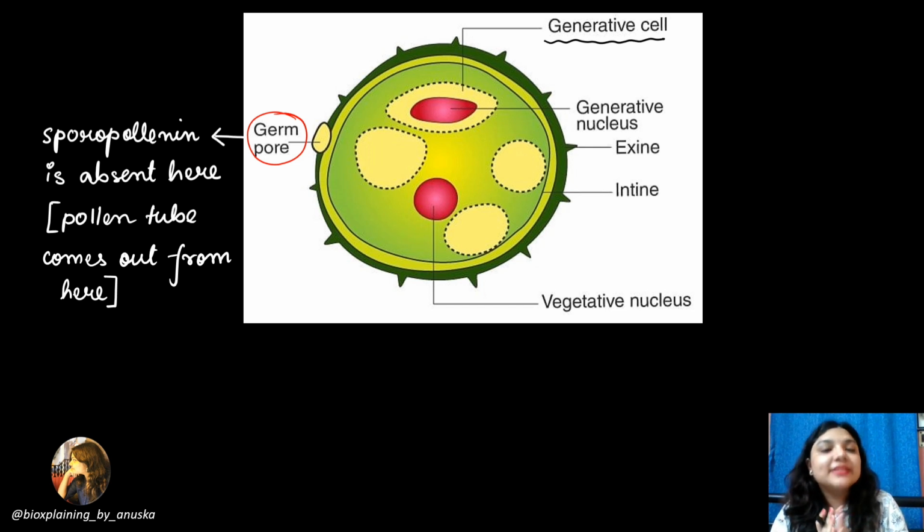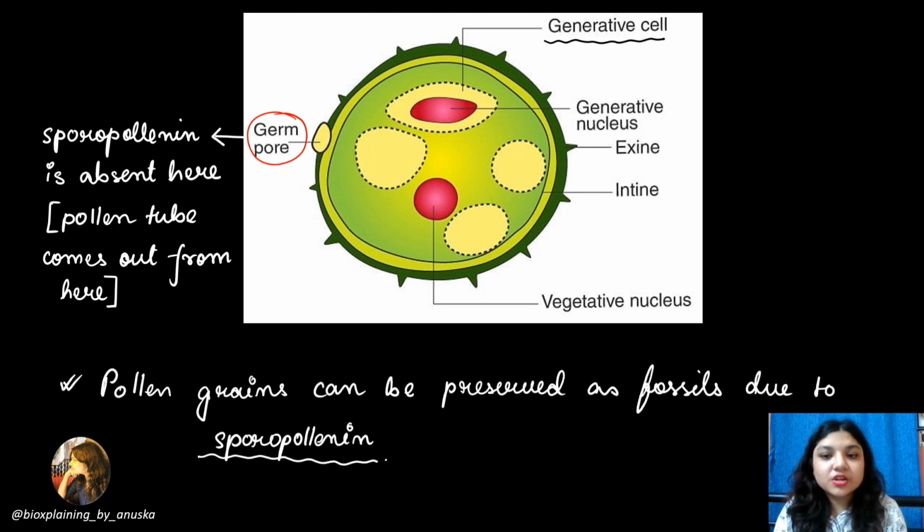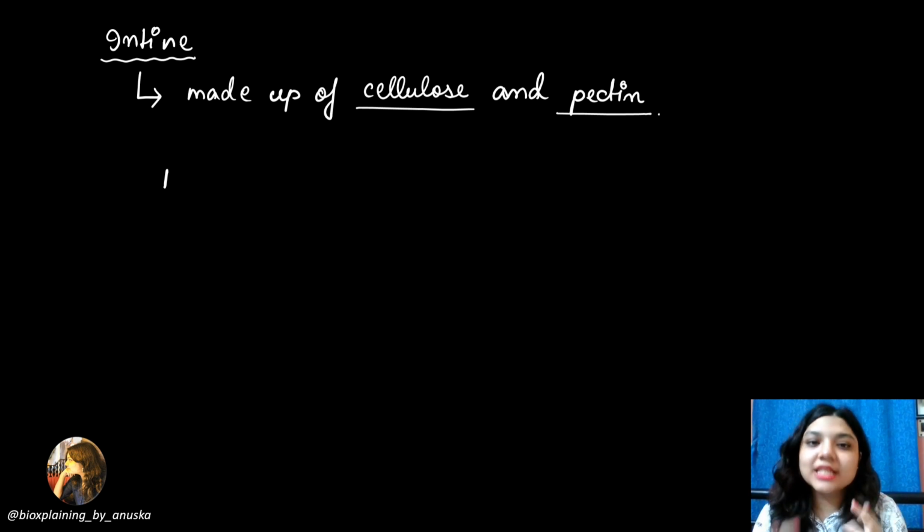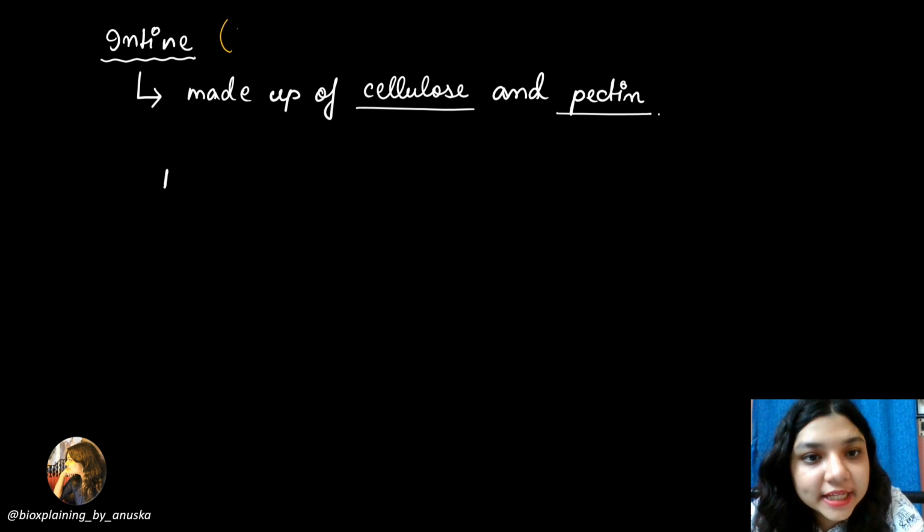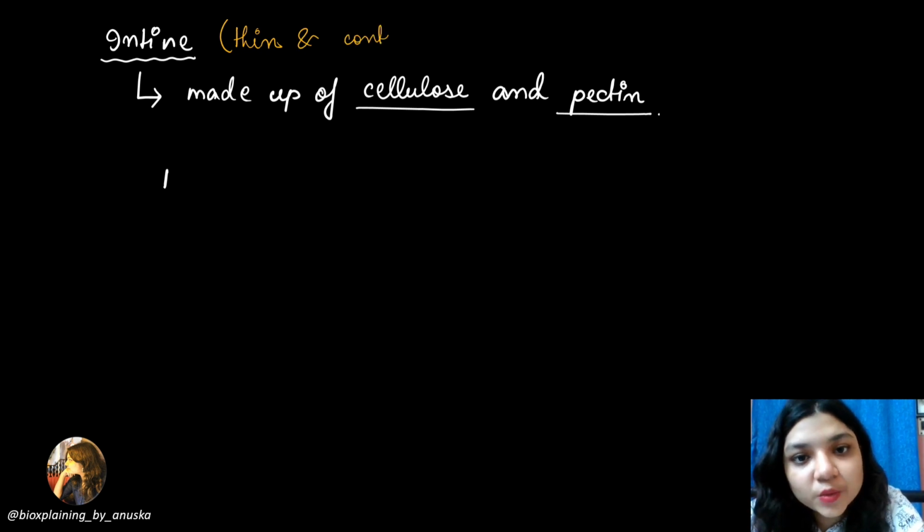And since we have already seen that the sporopollenin is extremely resistant to high temperature, acids, alkalis, etc., what can occur is the pollen grains are well preserved as fossils because of this sporopollenin. Okay, so talking about the inner layer, which is the intine. What is it? It is made up of cellulose and pectin. And this layer, intine, is comparatively thinner than the exine. So we can say that it is a thin and continuous layer.